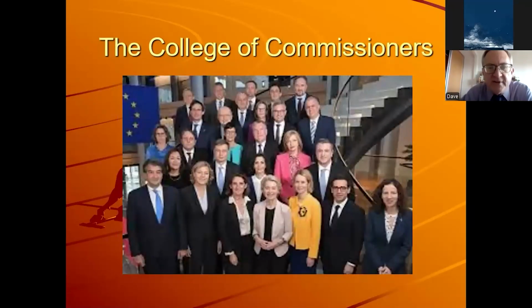This is her commission. Now you can see her in the front row in the middle. That's her. And those are her 26 commissioners. So altogether 27, one from each member state. Let's see, where's Mr. Shevchovich from Slovakia? I think he usually has a big smile on his face. He's always got a big smile. I think he's in the second to the last row on the far right side. I think that's Mr. Shevchovich with the striped tie. I'm not sure, but I think that's him.